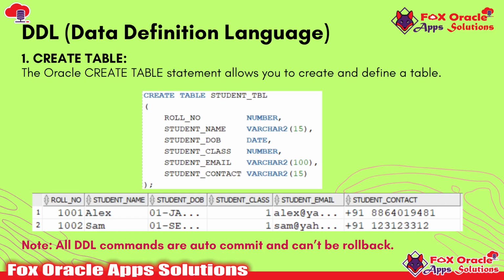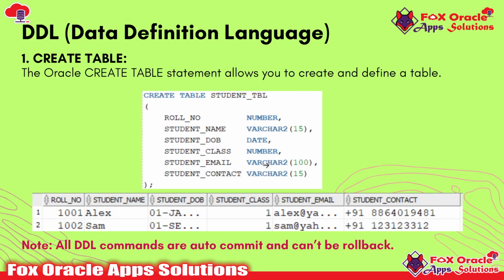When we use the create command, create table is a keyword which helps us define the table name. Student_TBL is the table name. The keywords we cannot change, neither the words nor their meaning, but while providing names we can provide anything. In the same way, roll number, student name, and DOB are all column names, and we can give any names. But number, varchar2, and date are keywords, data type keywords.